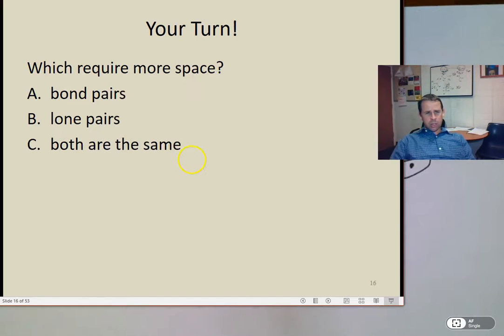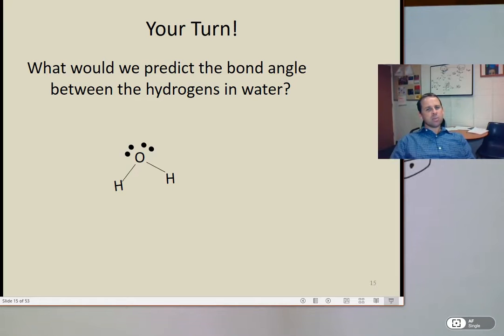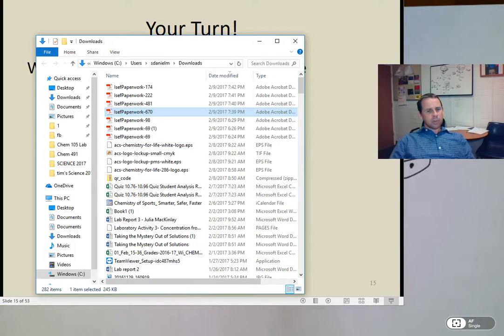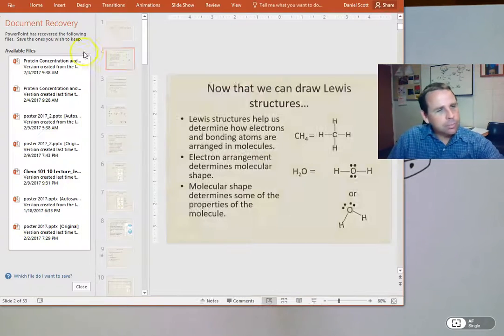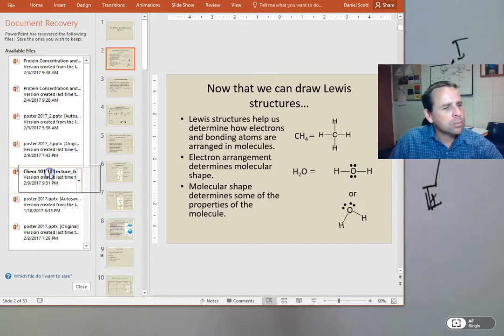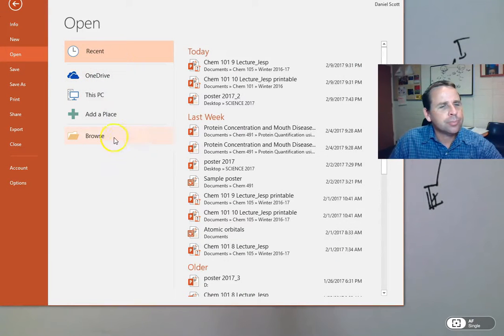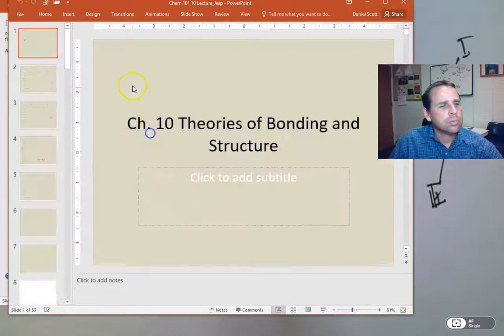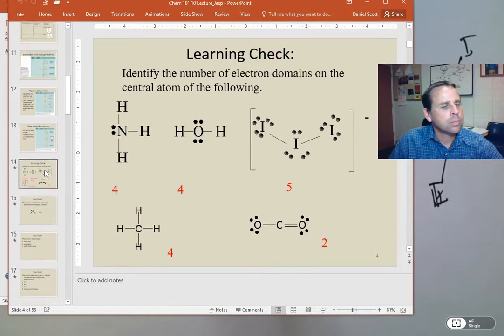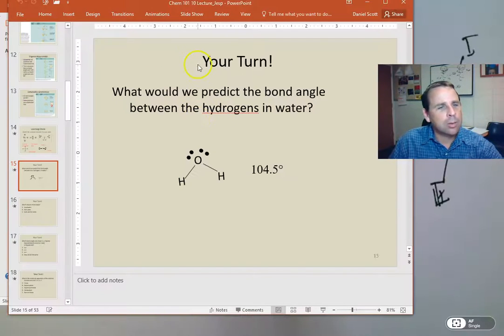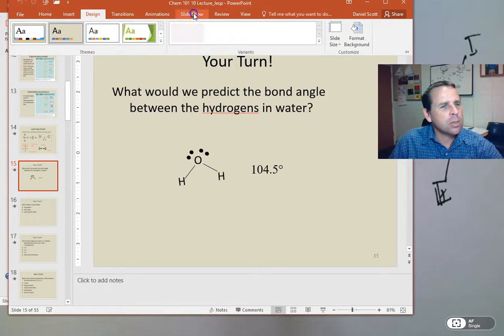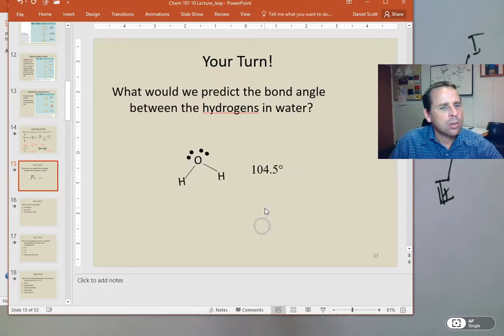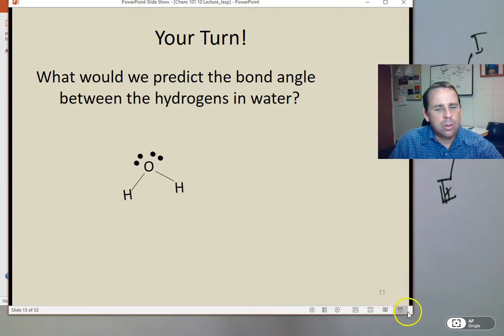I've been drawing water molecules for you all year. Whoops, where's it at? Oh, it doesn't say here? I thought it said on this one. Oh, I have the wrong slides open. Let me open up the right ones here. Sorry. There it is. Slideshow, sorry. There we go. Here it is.